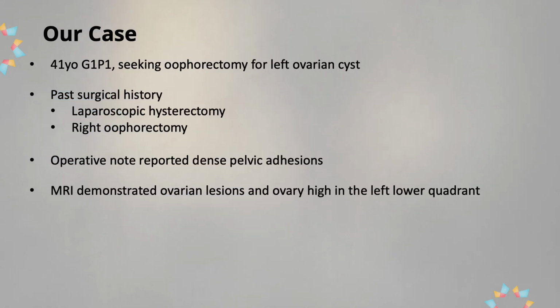Our case was a 41-year-old G1P1 seeking an oophorectomy for a left ovarian cyst. Her past surgical history was notable for a laparoscopic hysterectomy for adenomyosis and a right oophorectomy for a hemorrhagic cyst. Her previous operative note reported dense pelvic adhesions. An MRI demonstrated ovarian lesions and an ovary high in the left lower quadrant.